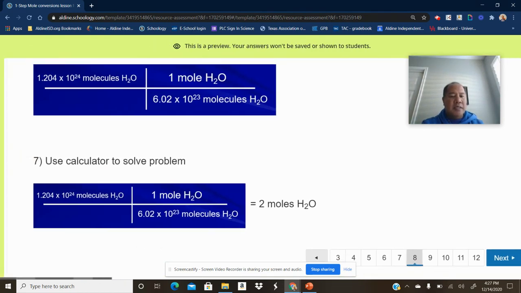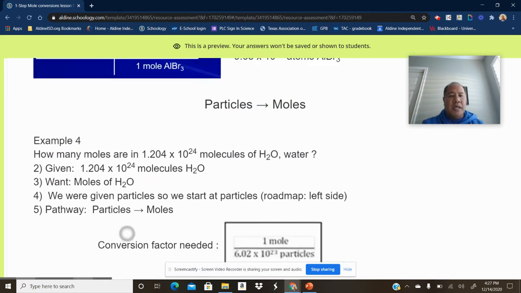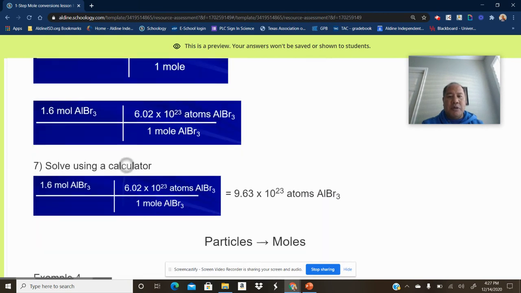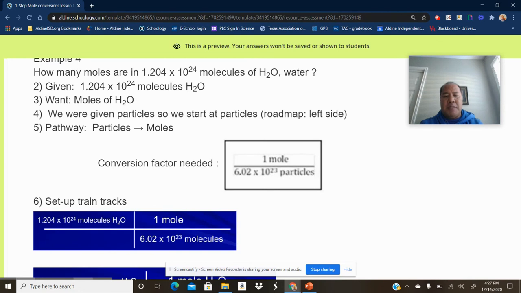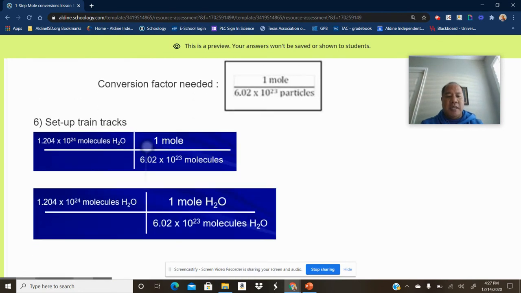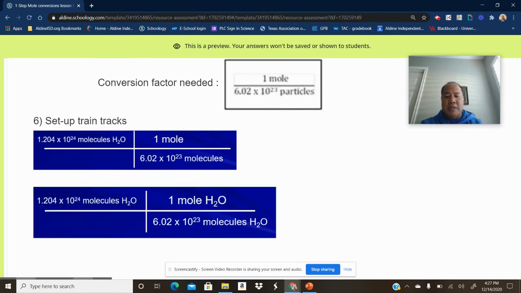So again, same steps. Nothing has changed. The conversion factor is the only thing that changed. So that's how you do particles to moles and moles to particles. Again, recognize that the steps are the same, all right? But the conversion factors are what's different, and the train tracks pretty much look the same, all right?